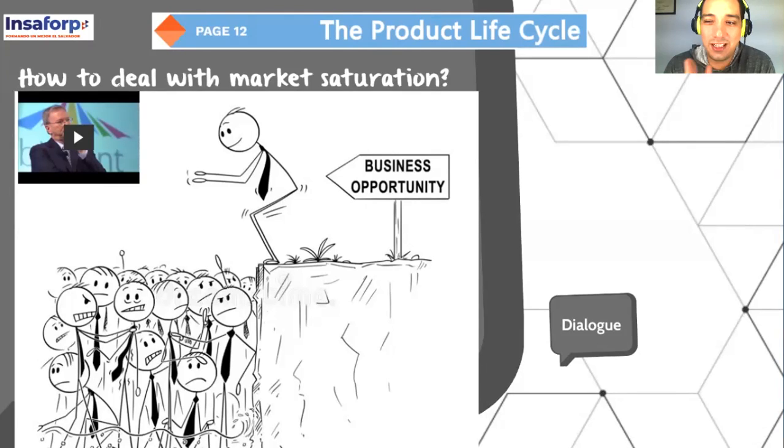What is the market? The market, I guess, is the people who exercise, runners, people who like to go to the gym. Very good. That's their market, the fitness people. So, is that market saturated?